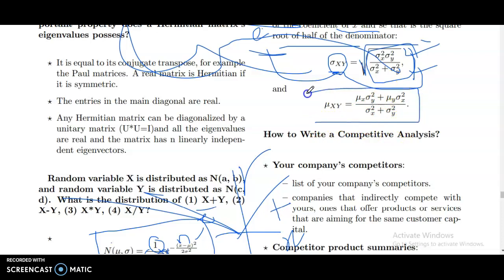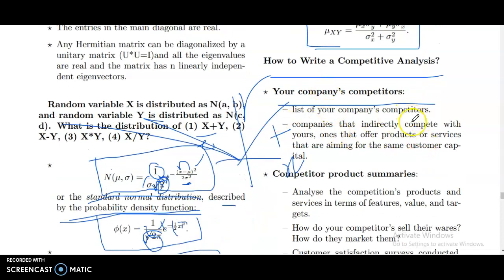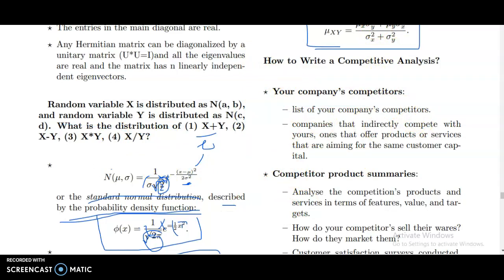Okay, how to write a competitive analysis? List of your company competitors.